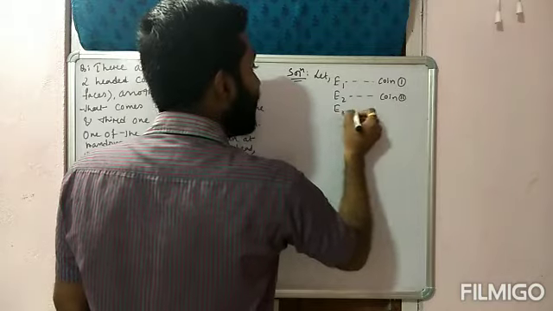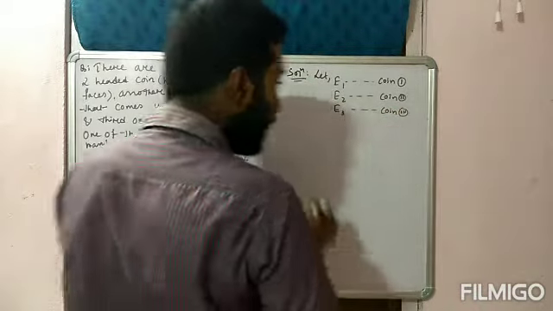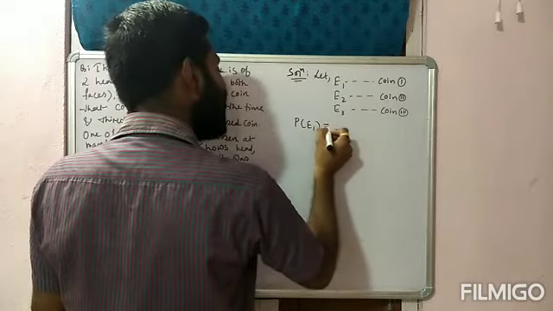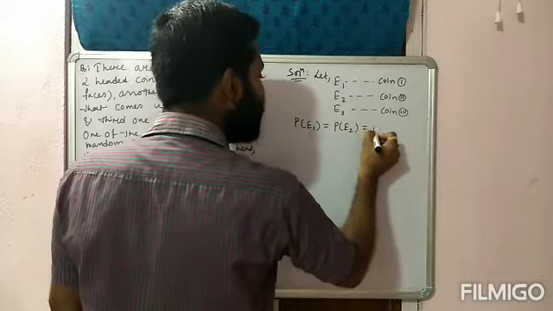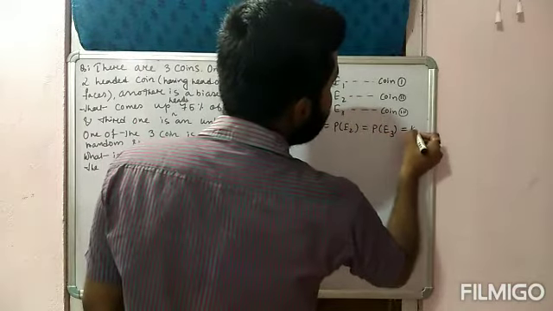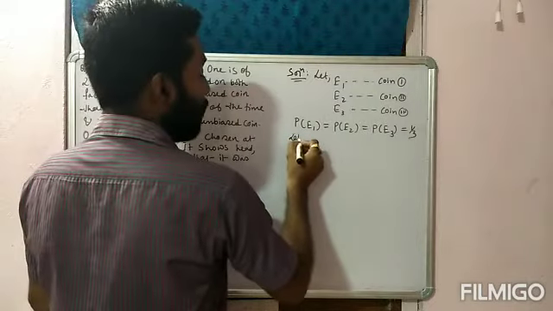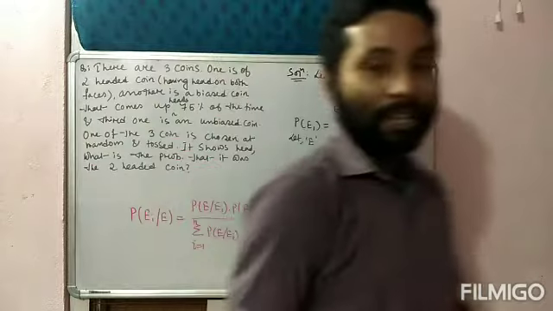And E3 be the event of selecting coin 3. Okay? So first of all you have to select the coin. So probability of selecting the first coin, which is equal to probability of selecting the second coin, which is equal to probability of selecting the third coin. This is equal to 1 by 3 only. Now apart from these 3 events, you have to consider one special event, that is event E.